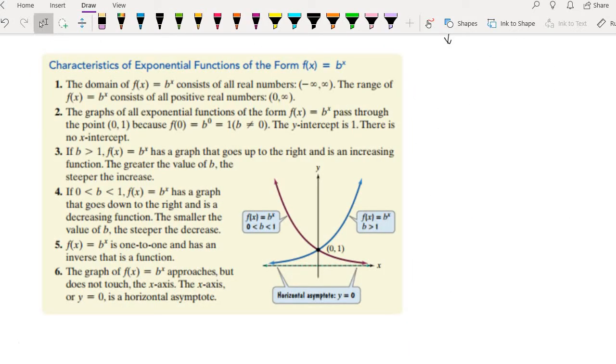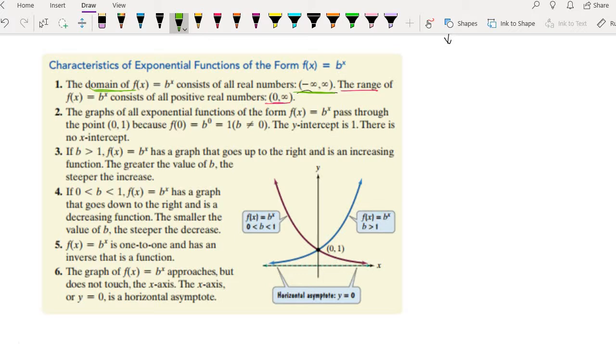Alright, so here we have characteristics of exponential functions of the form f of x equal to b to the x power. So we have the domain. When we talk about domain, we're talking about from the left and right. If you look at these two graphs, the domain always is all the real numbers. That's why the domain right here says negative to positive infinity. The range, we're going to talk about up and down, so basically our y. This is the range.